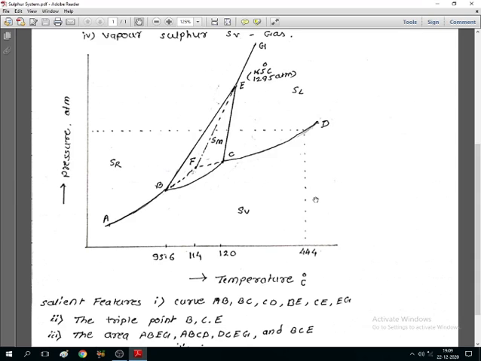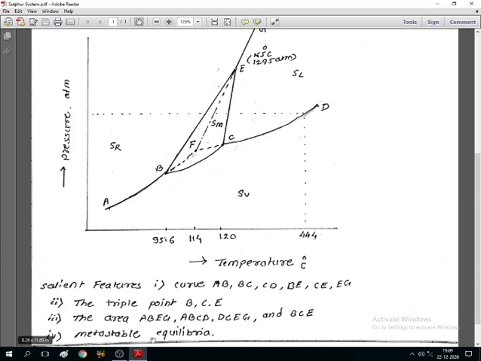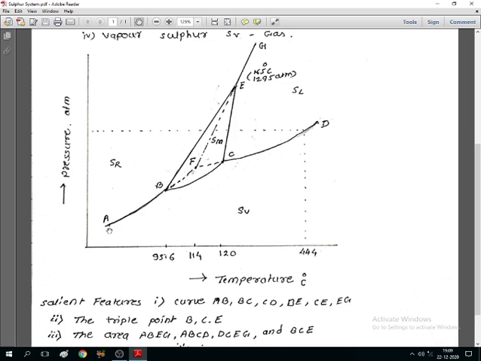Now this is about the salient feature. Now one more additional point is there, metastable equilibrium. Now let us see the metastable equilibrium. Now if you heat the rhombic sulfur slowly, then it gets converted into the monoclinic sulfur at 95.6 degree Celsius temperature.